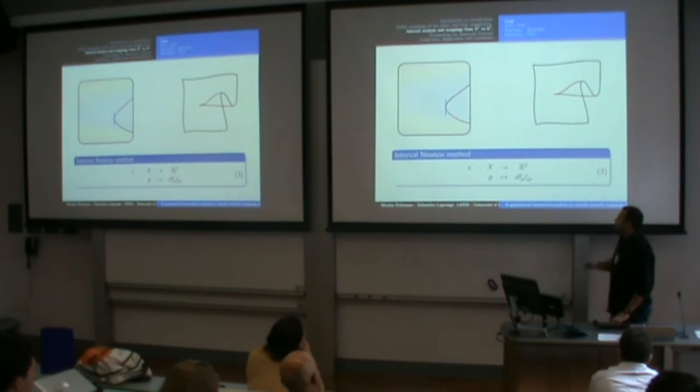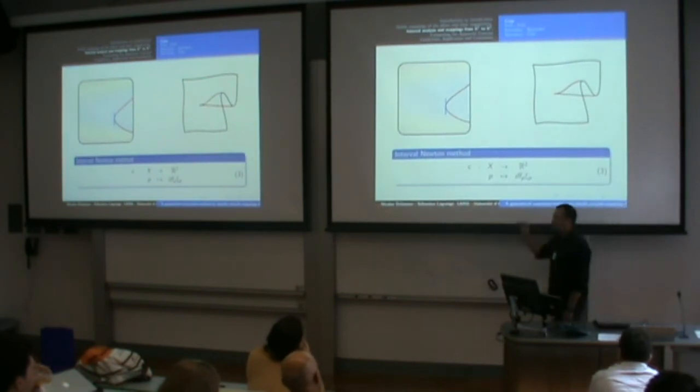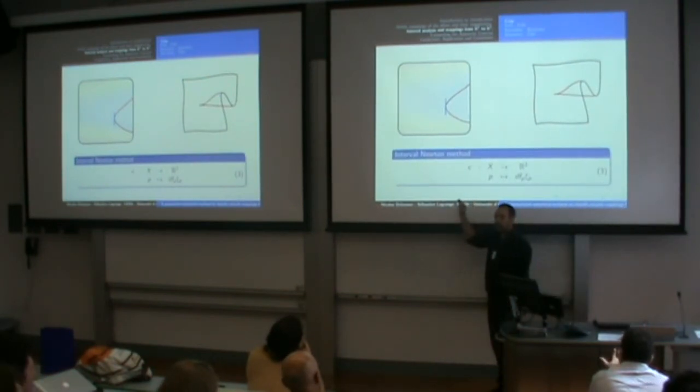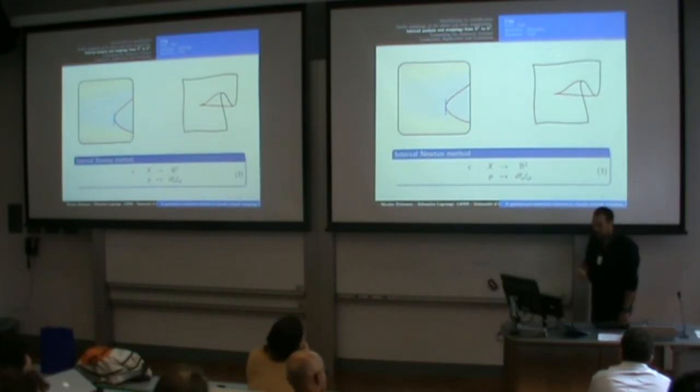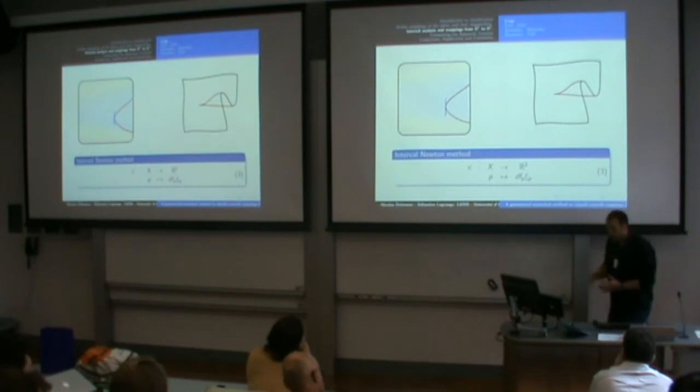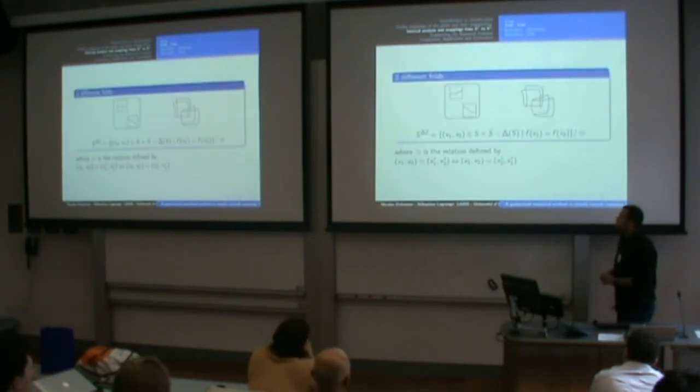Okay, so again, this is where we use interval analysis. Interval Newton method is a very good, efficient algorithm to enclose rigorously 0 of a given map, and this is the map that we are going to consider to find cusp points. Also, we are going to consider two different folds.